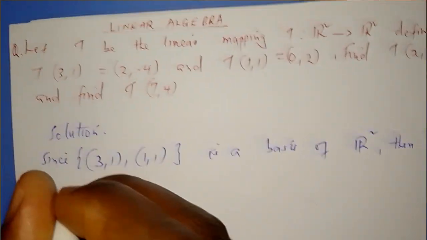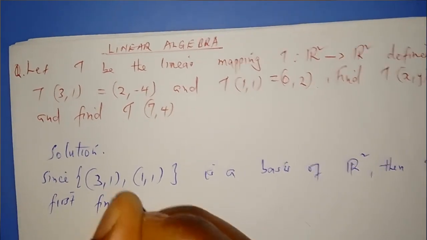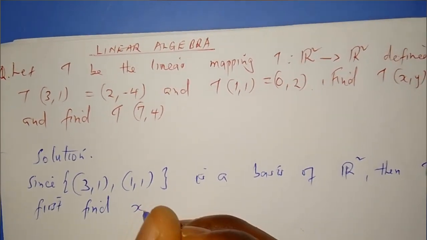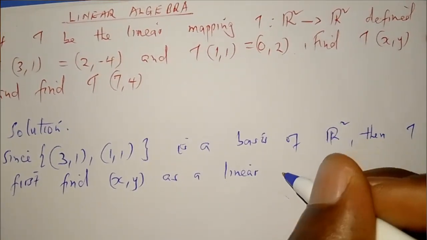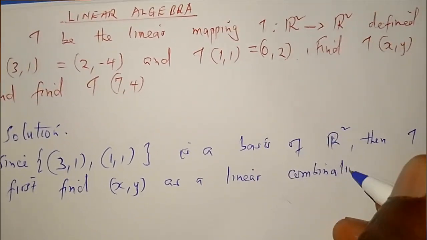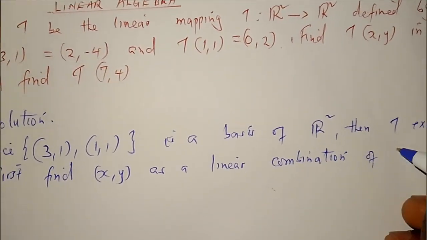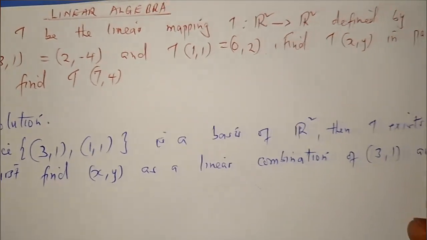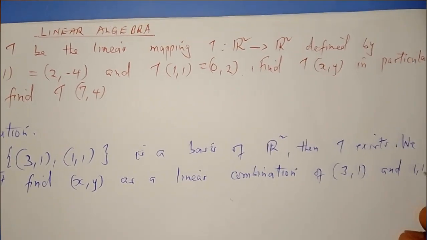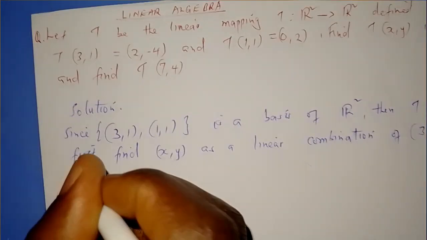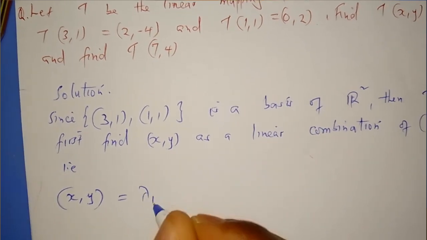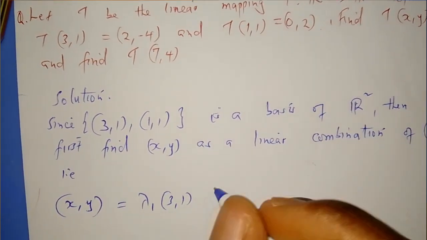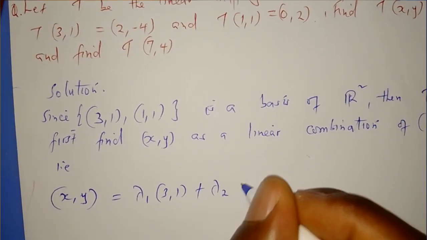We first find (x,y) as a linear combination of (3,1) and (1,1), i.e. say that (x,y) is equal to lambda 1 (3,1) plus lambda 2 (1,1).